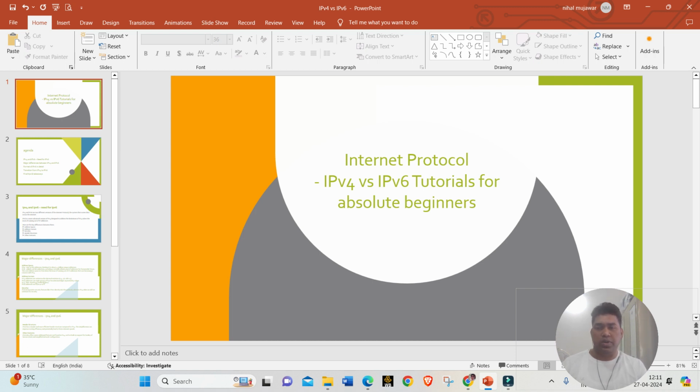This is a theoretical session. In the upcoming session, we will do the hands-on lab associated with IPv6. I hope this is very clear.